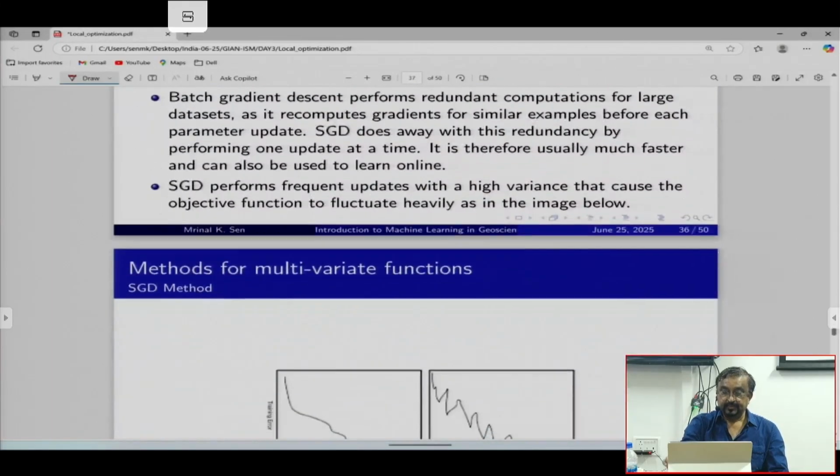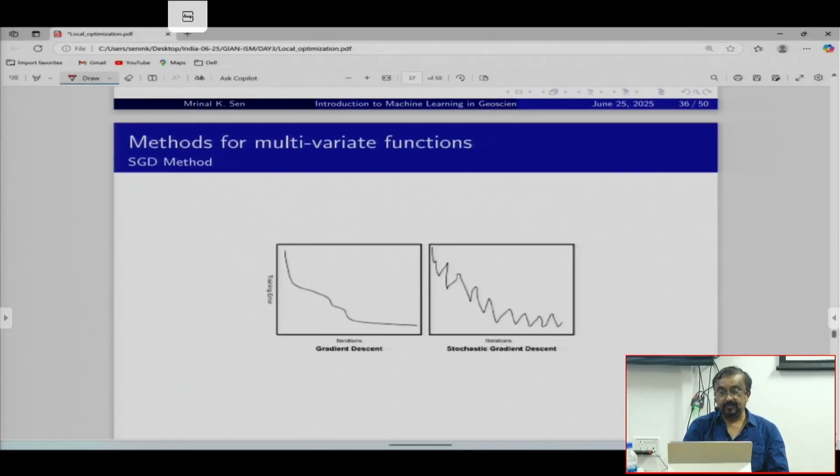So here is an example of how it works. In gradient descent, your loss function might look like this, but a stochastic gradient descent can have increase and decrease in error. Okay?